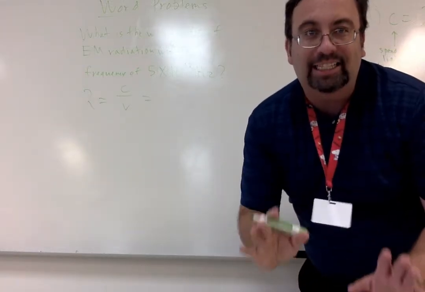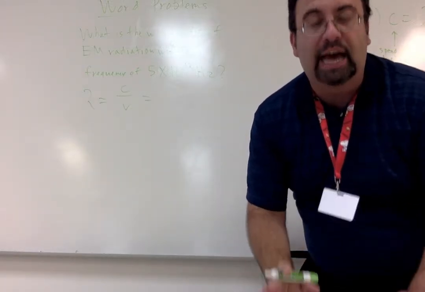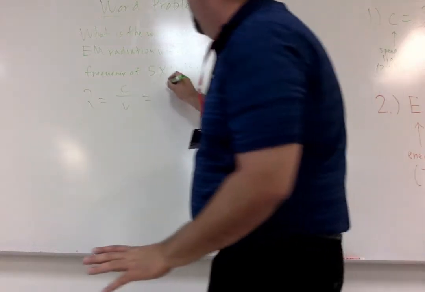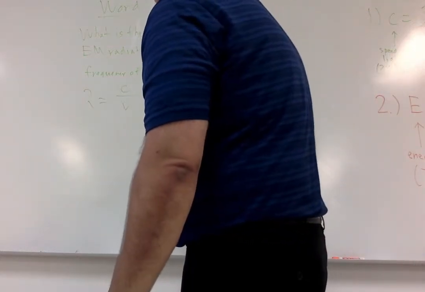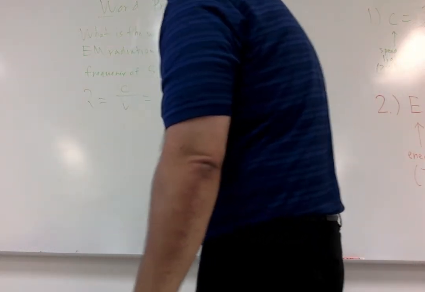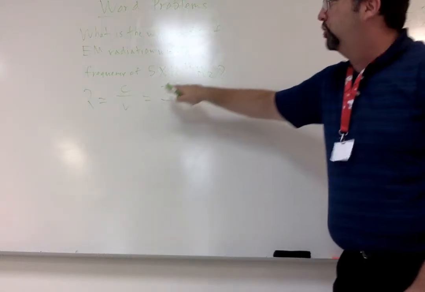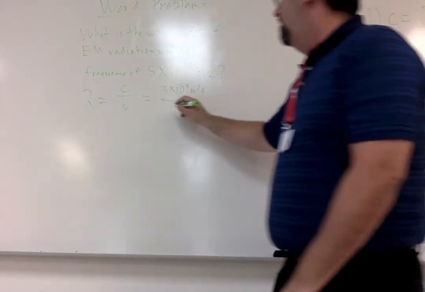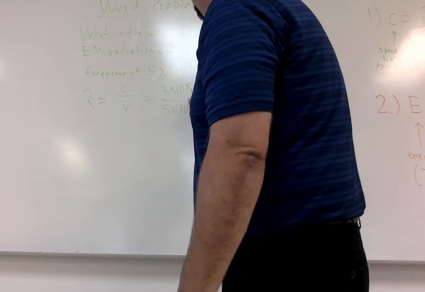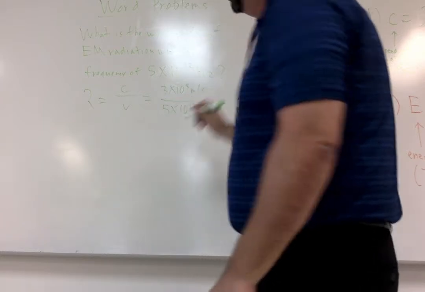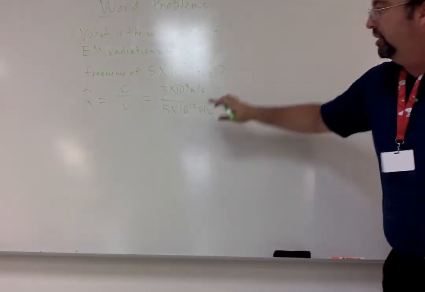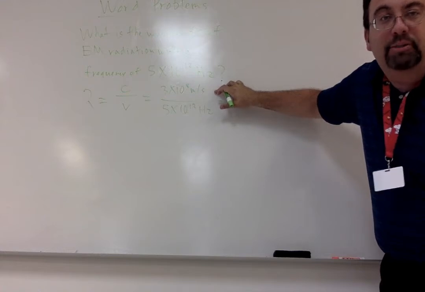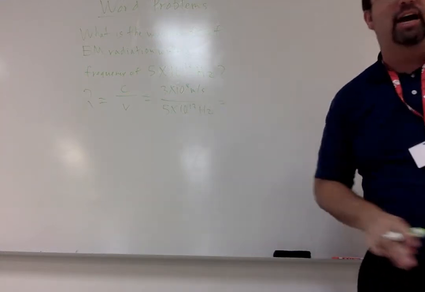Remember that c is the speed of light. That's a constant that will never ever change. So that's going to be 3 times 10 to the 8 meters per second. On the bottom goes our frequency, which we're told is 5 times 10 to the 12 hertz. To solve this problem, we take 3 times 10 to the 8 meters per second, and we divide by 5 times 10 to the 12.